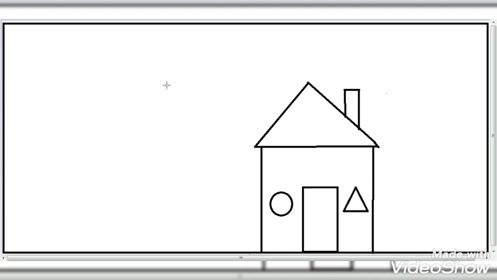Do you like this house? How beautifully it is made. Now we will draw the sun. The shape of the sun is a circle. So first of all, we will draw a circle and we will draw the eyes of this sun also with small circles. Now we will take a curved line and we will draw the mouth of the sun.